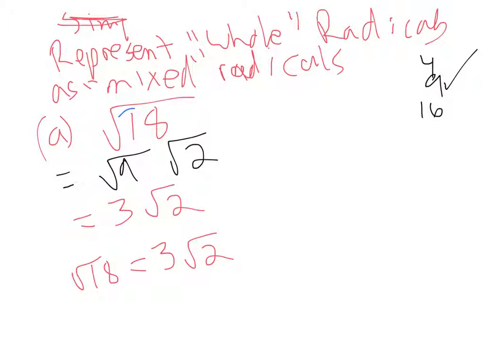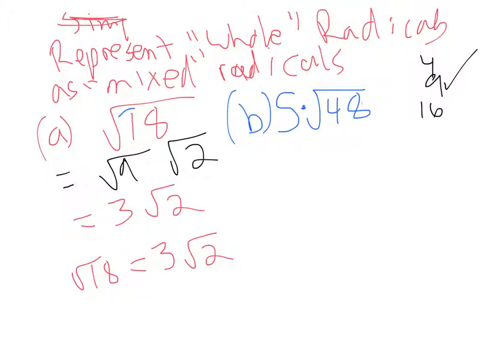So we've got whole radicals as mixed radicals. Let's try one more here. Sometimes we can actually put numbers outside. So I could have 5 root 48. How would I do this? This 5 outside means 5 multiplied by root 48. So that's already a mixed radical.